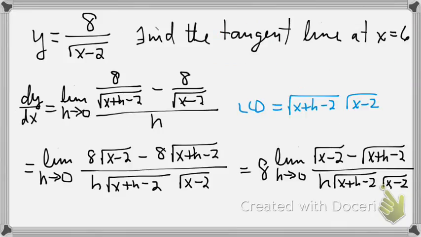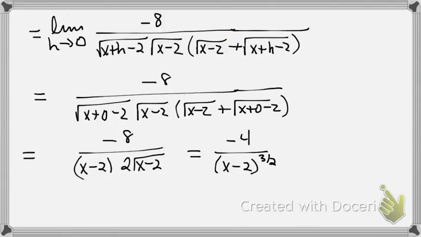So let's go back. They didn't give us the full point. So how could I figure that out? Plug in 6 where? Into the original function, right? If you want to get a y value, don't plug into y prime, plug into the original y. So if I plug in 6 to my original function, I'm going to get 8 over the square root of 6 minus 2, which is the square root of 4, which is 2, and 8 over 2 is 4. So my point is (6, 4).